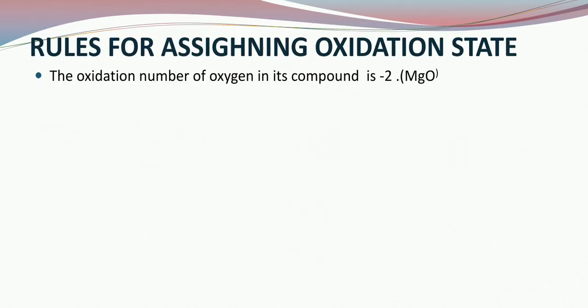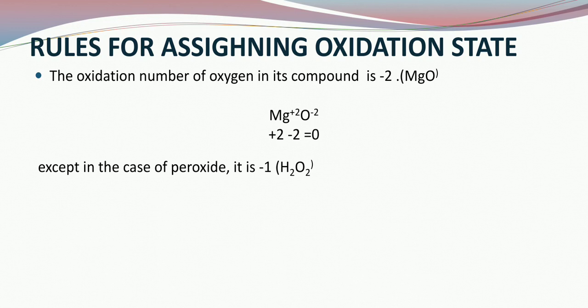The oxidation number of oxygen in its compounds is -2. In magnesium oxide, the overall oxidation state of the compound is equal to 0. But in this compound, magnesium carries +2 charge and oxygen carries -2 charge as oxidation number. Overall, +2 -2 equals 0, so magnesium oxide is neutral.